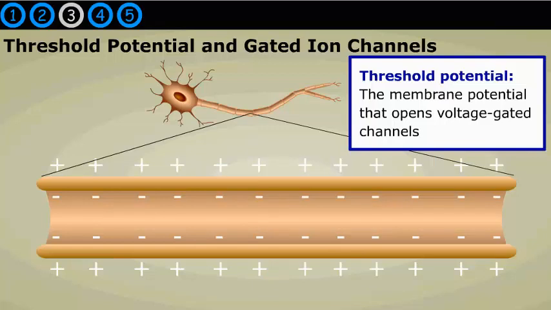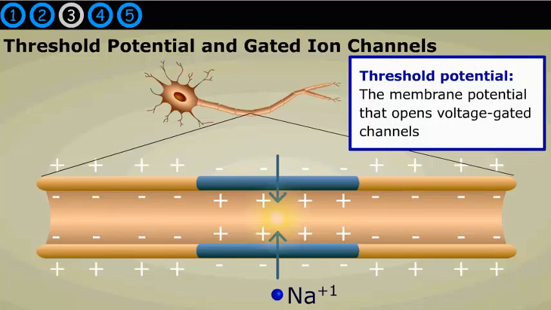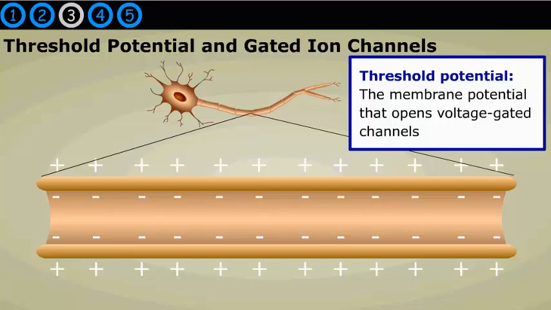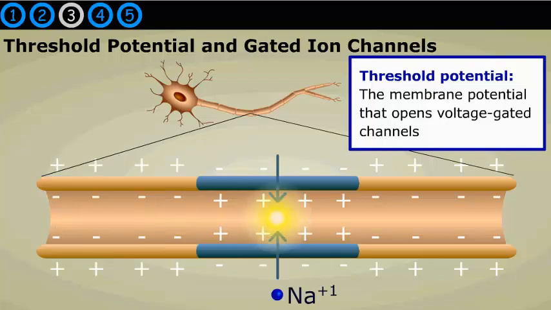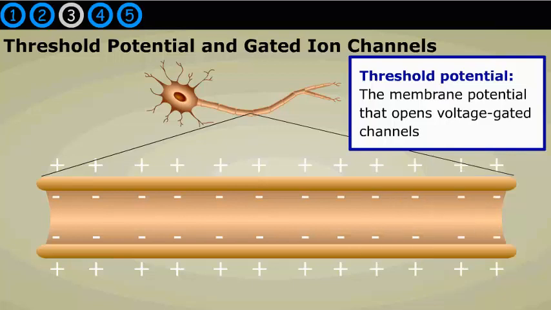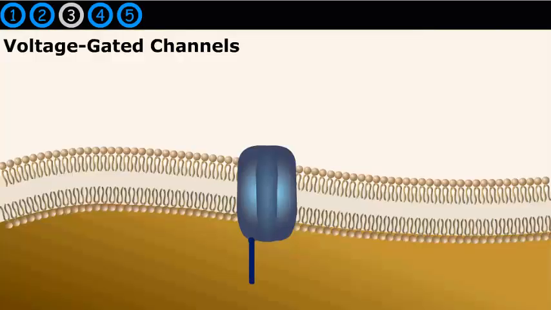Although the opening of the gates dramatically changes the membrane potential, it happens for only a millisecond or so. This opening and closing of the gated ion channels produces an action potential. Because gates for a particular ion are either all open or all closed, an action potential is an all or none response. Ion channels that open and close in response to certain membrane potentials are called voltage-gated channels.